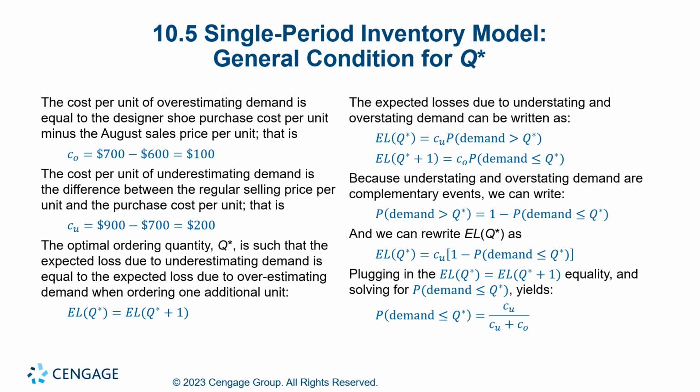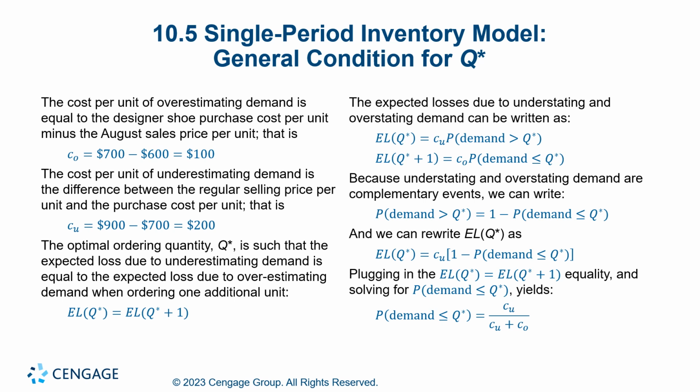And the EL of Q plus 1 is given by the cost of overestimating when the demand is actually less than Q. Because understating and overstating demand are complementary events, we can write the probability of the demand being higher than a certain value as equal to 1 minus the probability of the demand being less than a certain Q. Therefore we can rewrite the expected loss, which is equal to the cost of underestimating the demand multiplied with 1 minus the probability of the demand being less than a certain Q. We plug in the EL of Q and EL of Q plus 1 equality, and we solve for the probability of the demand being less than Q, and it gives us that the probability of the demand being less than a certain value of Q is given by CU divided by CU plus CO.